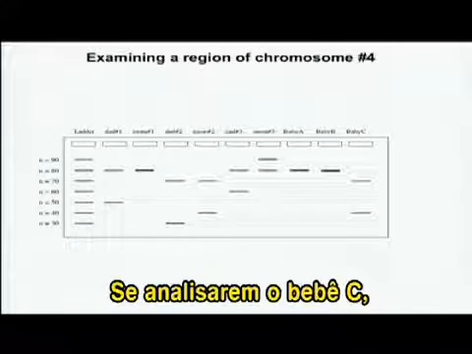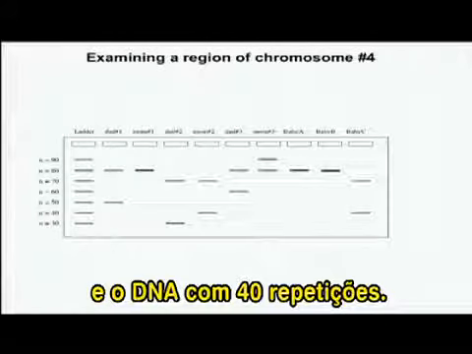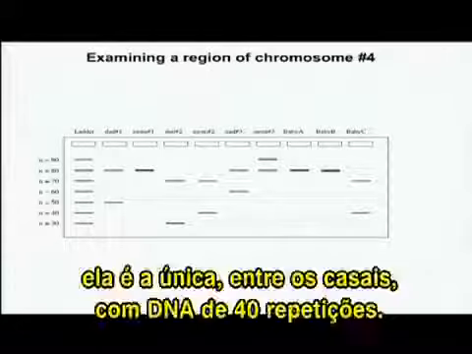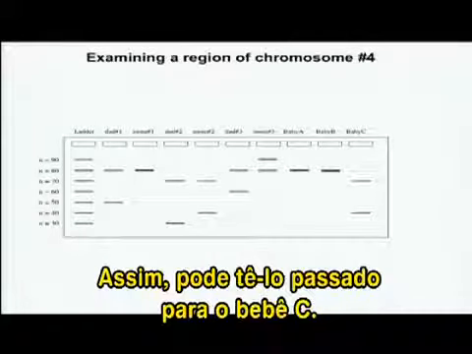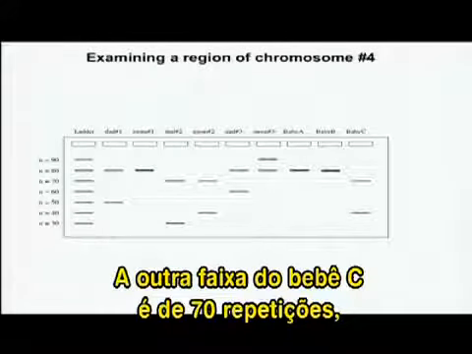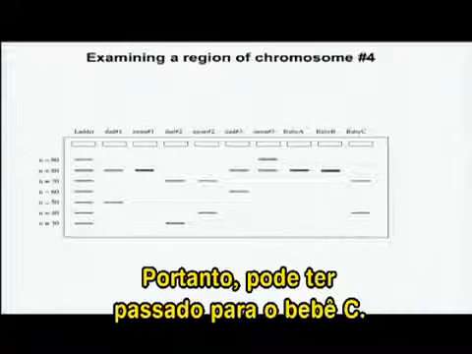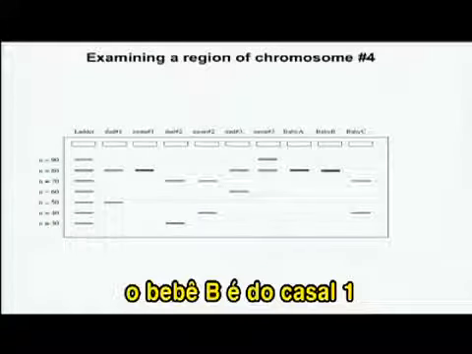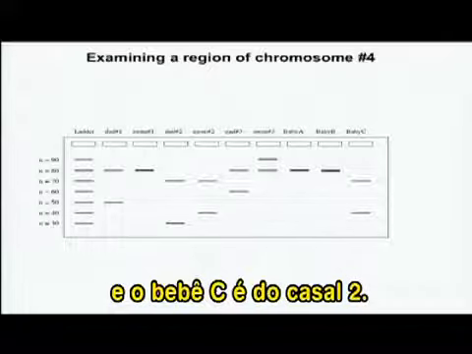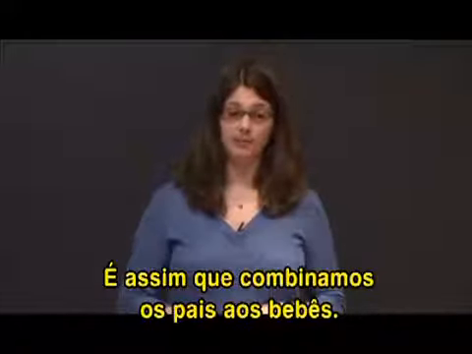If you look at baby C, it has the repeat length of 70 and the repeat length of 40. Mom number 2 is the only parent who has the repeat length of 40, and thus she could have given this 40 repeat to baby C. Baby C's other repeat is 70 long, and dad number 2 has the 70 repeat length, so he could have given it to baby C. Thus, in conclusion, parents 3 go with baby A, parents 1 go with baby B, and parents 2 go with baby C. So that's how you match the babies to the sets of parents.